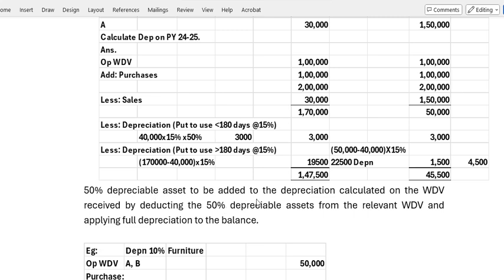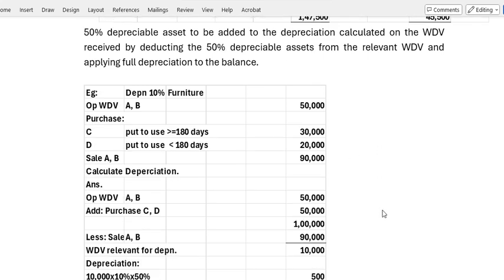The 50% depreciable asset is to be added to the depreciation calculated on the WDV, which is obtained by deducting the 50% depreciable assets from the relevant WDV and applying full depreciation to the balance. Understand? The same thing I told you. First, you have to calculate the 50% depreciation. Then that asset is to be deducted from the relevant WDV for depreciation, and on the balance amount you have to apply the full depreciation. That's how it is calculated.